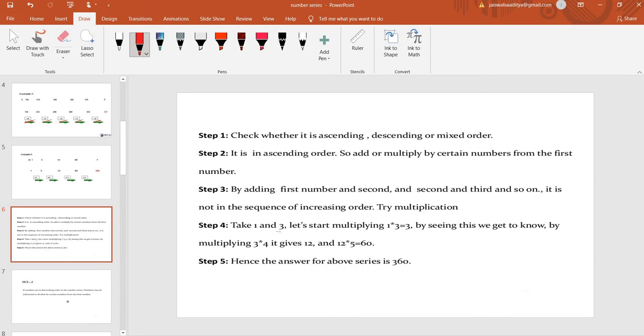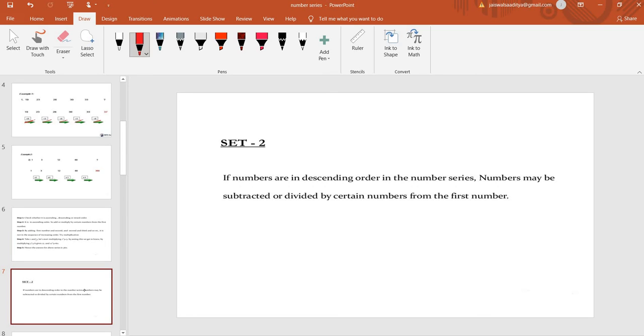This is, like I already told you, the easy number series, very easy. You just have to see some patterns. If you observe that pattern carefully, you can get the solutions very easily. See, this is the second set of problems. What is the second set saying? We'll see.